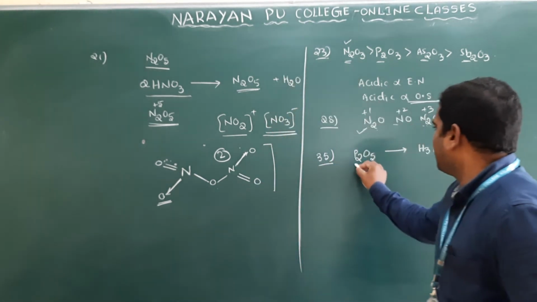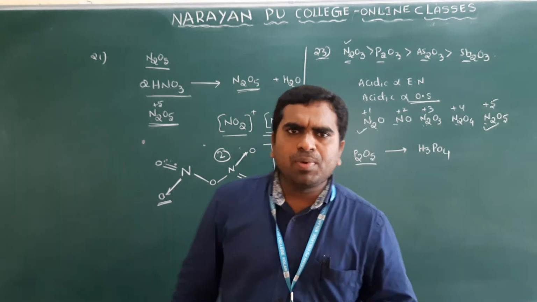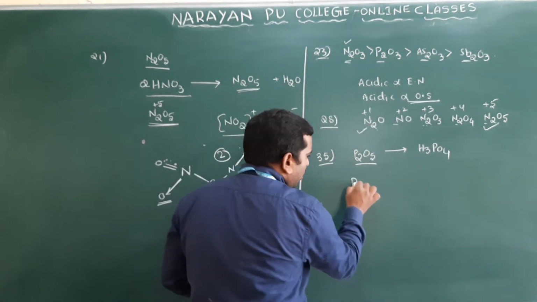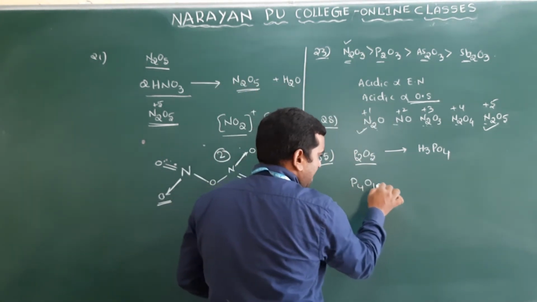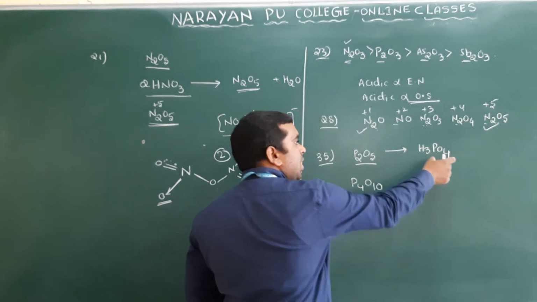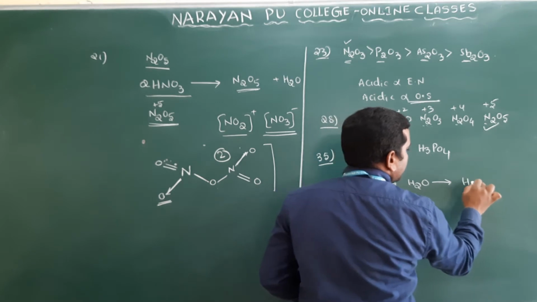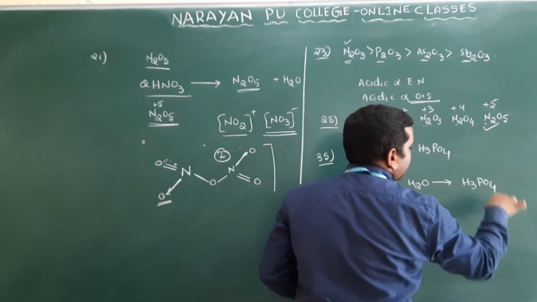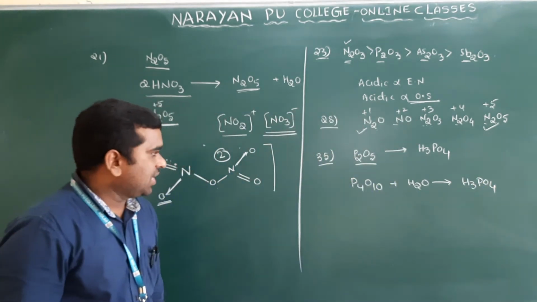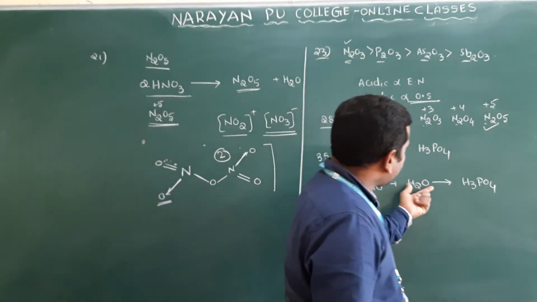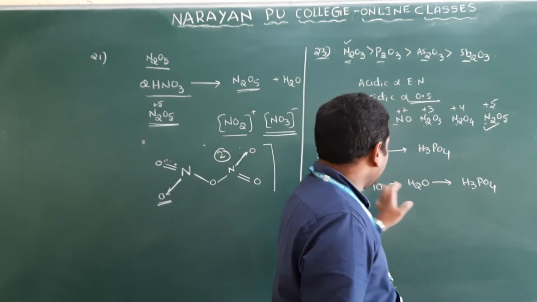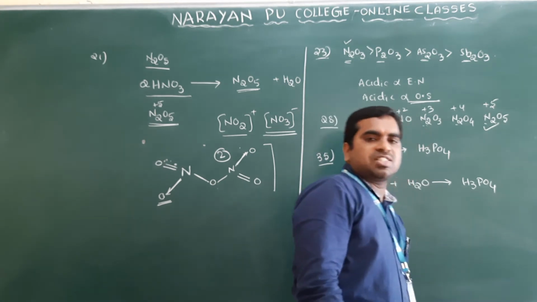So here, what have they given? P2O5. P2O5 will be in the form of P4O10, which is the dimer. Now from this, by dissolving it in water, we prepare phosphoric acid. What they are asking here is how many moles of water molecules are required to convert P4O10 into H3PO4.